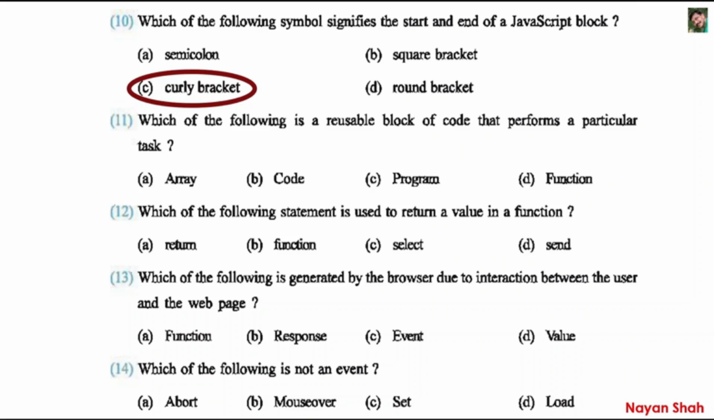Next, question number 11. Which of the following is a reusable block of code that performs a particular task? So which of the following is a reusable block of code? We can use as many times as you want to use, and that is function. JavaScript function is a reusable block of code that performs a particular task and can be used as many times as you want to use.